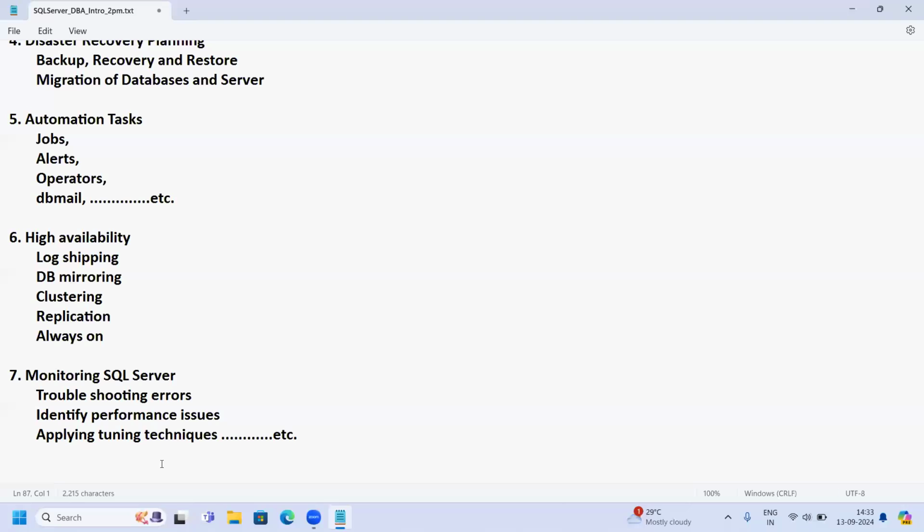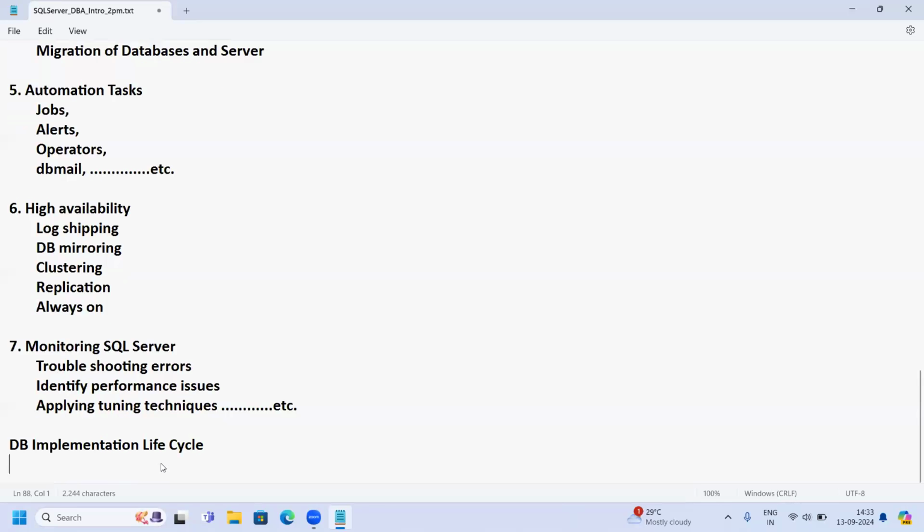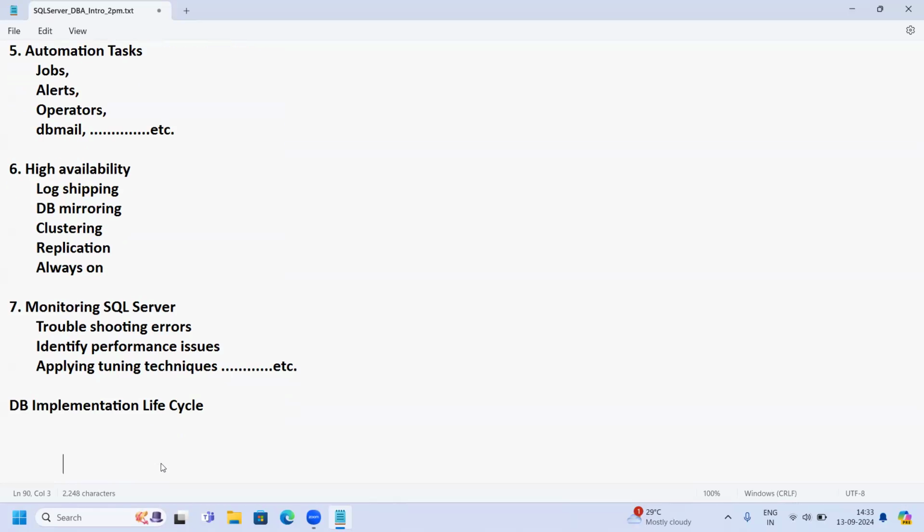Now we go with something called database implementation lifecycle. In the lifecycle of database, especially when you go with implementation of a database, the lifecycle goes through three stages. One is called the designing stage. Second is called the development stage. And third is called the production stage. So the database implementation lifecycle goes through three stages: designing stage, development stage, production stage.